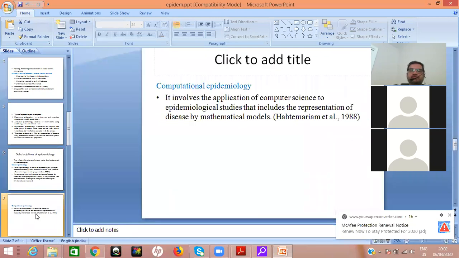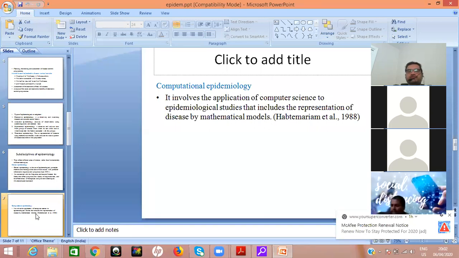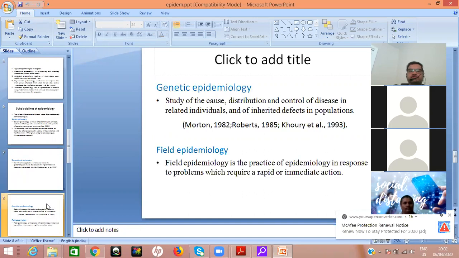Another is computational epidemiology. You might have got some idea that computational means it has to play some role of mathematical models and computer science. Yes, it involves the application of computer sciences to epidemiological study, which includes representation of disease by mathematical models. As we have discussed, with the help of different mathematical models, we can analyze the data of a disease and go for disease control strategy. With the help of computers, we can analyze the data and have different control strategies.